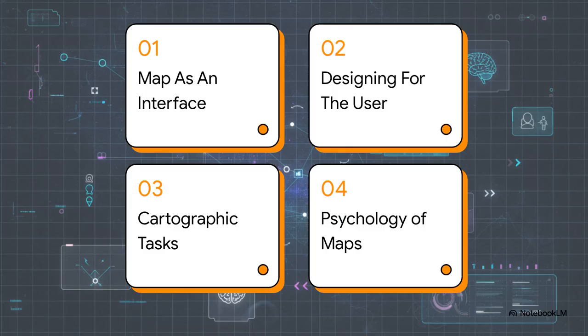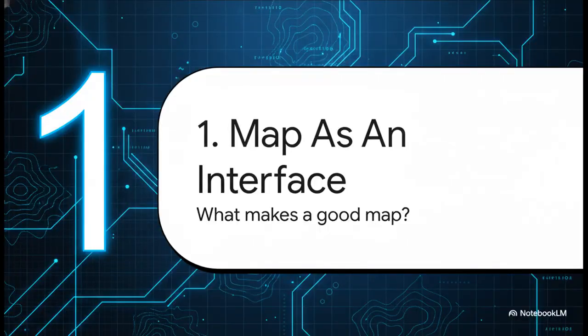Okay, let's run through a quick system boot-up sequence. We've got 4 main parts today. First, the map as an interface. Second, designing for the user. Third, decoding cartographic tasks. And finally, the psychology of maps. Let's get into it. Section 1. The map as an interface.